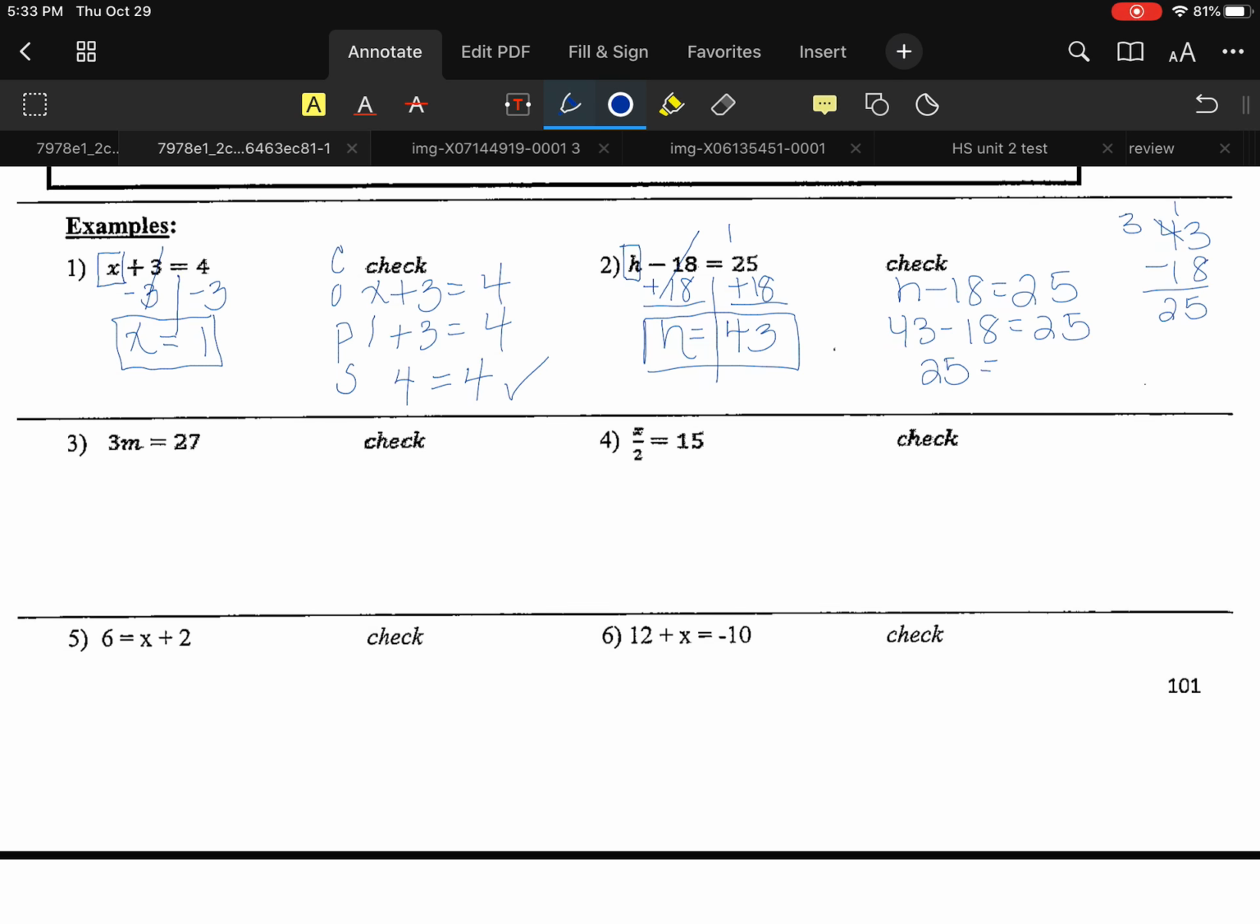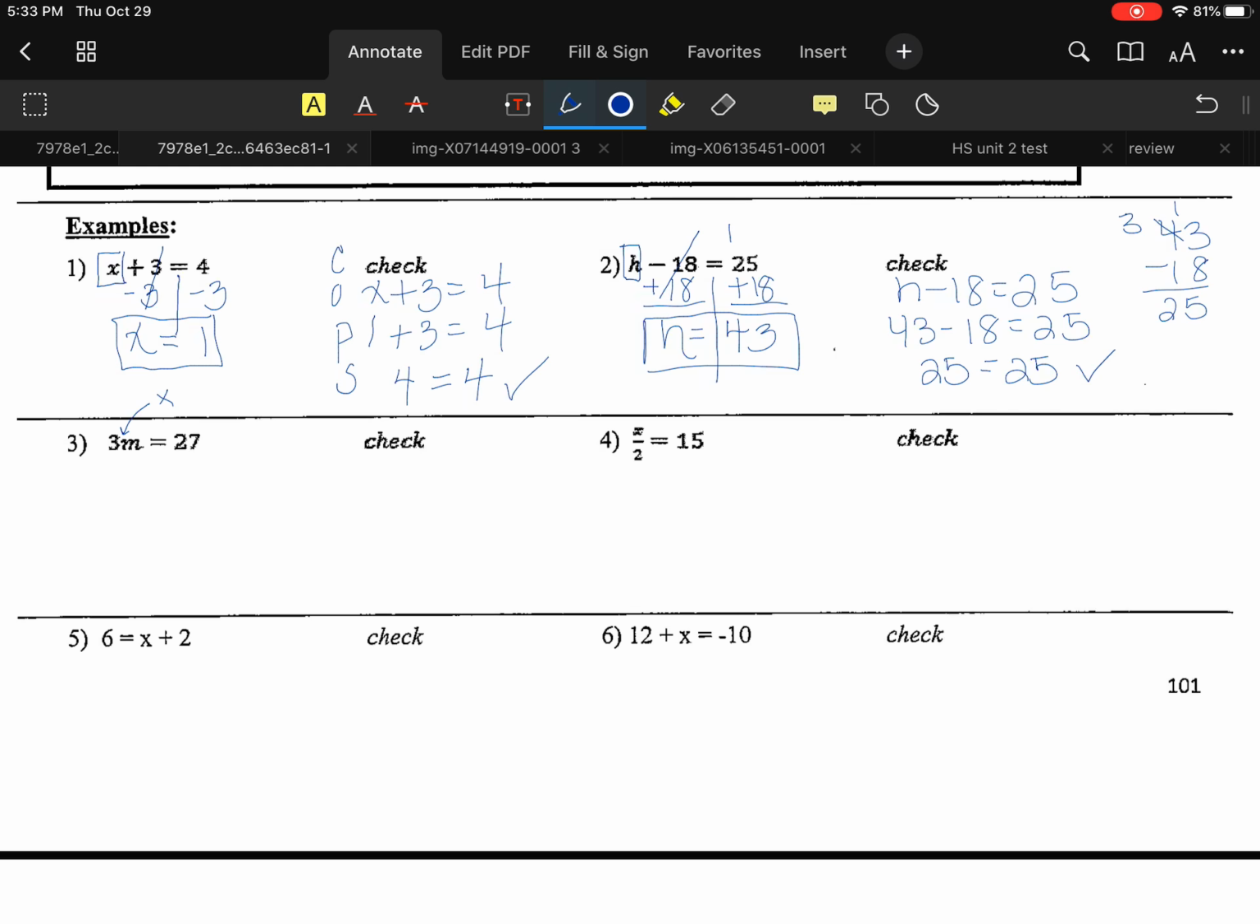Make sure it truly checks. Don't pretend like it checks. Does 43 minus 18 equal 25? Yes, so it checks. So you guys have the opportunity to check to see if your answer is right or wrong in this unit before you submit a quiz or a test. So even if it doesn't say to check, you really should take that opportunity to plug in your answer and see if it works.